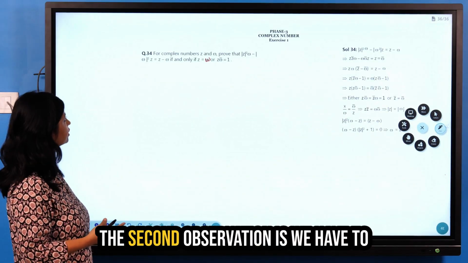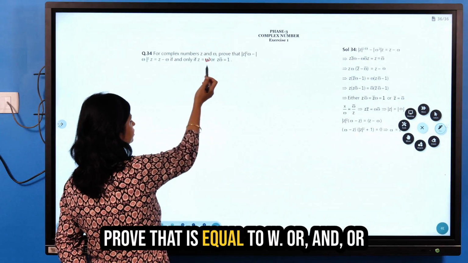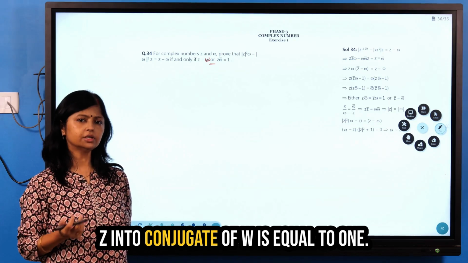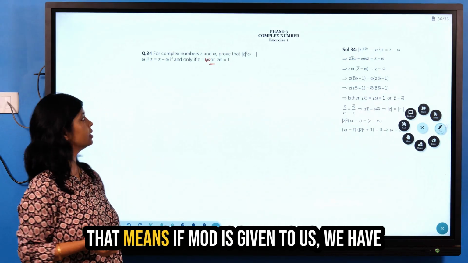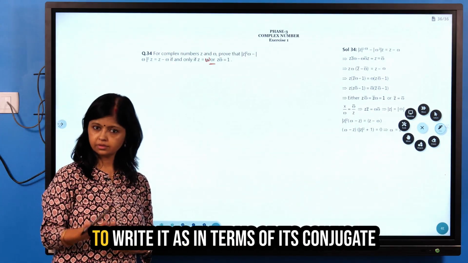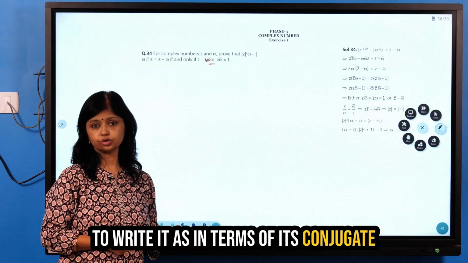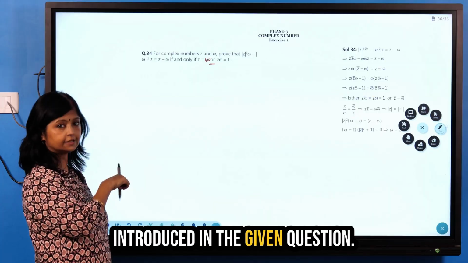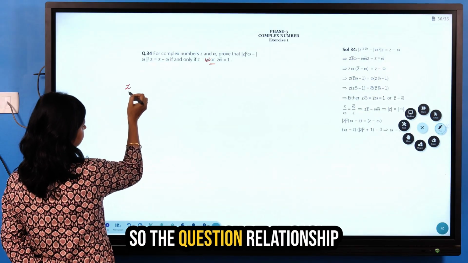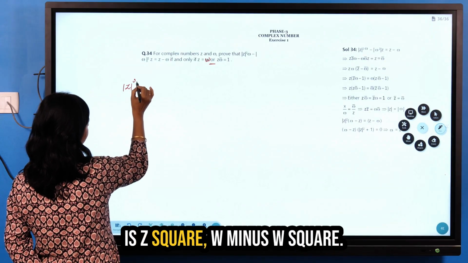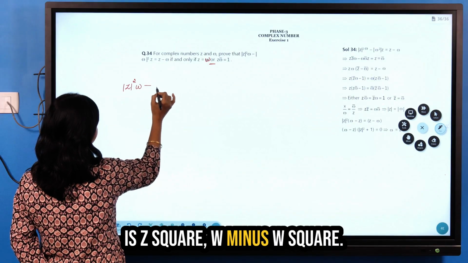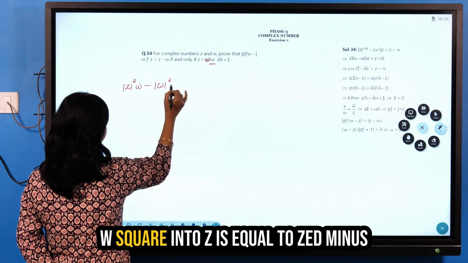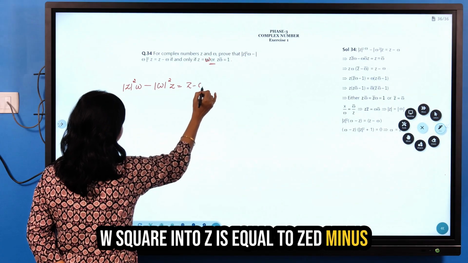That is one. The second observation is we have to prove z is equal to w or z into conjugate of w is equal to 1. That means if mod is given to us, we have to write it in terms of its conjugate. Only then we can have the conjugate. So conjugate has to be introduced in the given question. So the relationship is z square w minus w square z is equal to z minus w.